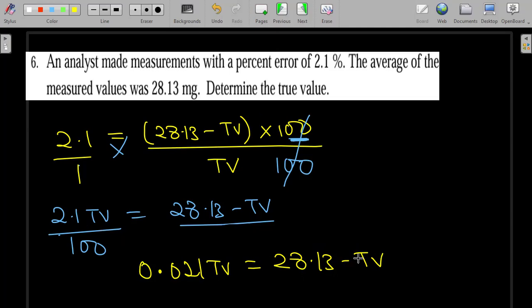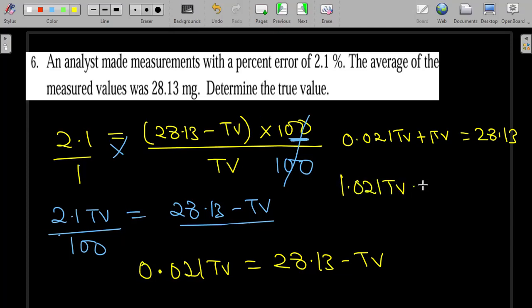And then let's put the like terms together. So what are we going to have if we put the like terms together? It means the TV will come this side. So I have 0.021 TV plus the TV, which is just the same as 1 TV, is equal to 28.13. So let's add those. When we add them, we get 1.021 TV is equal to 28.13.